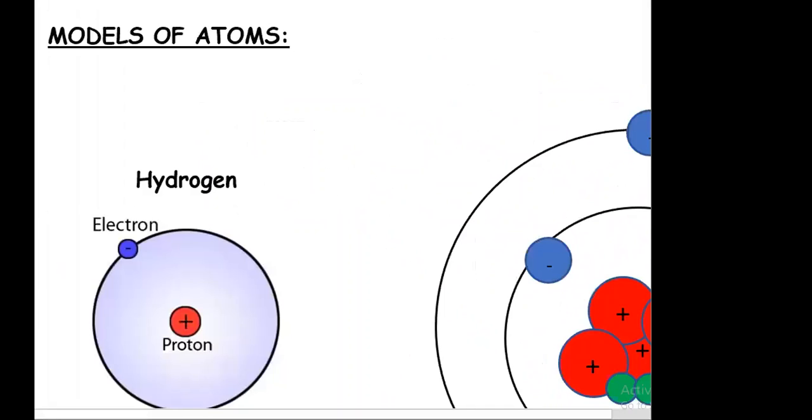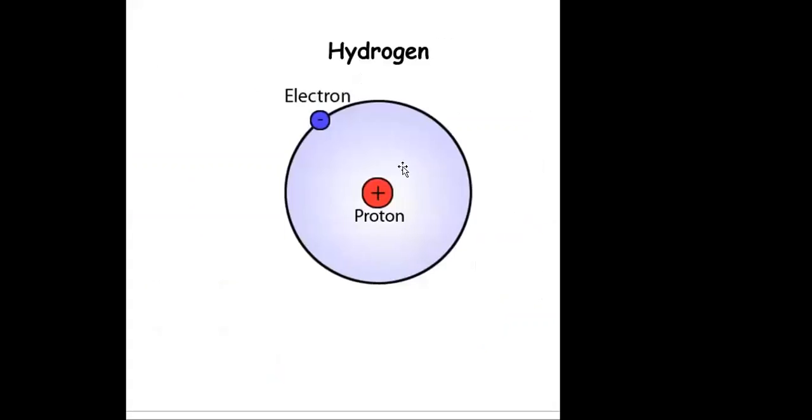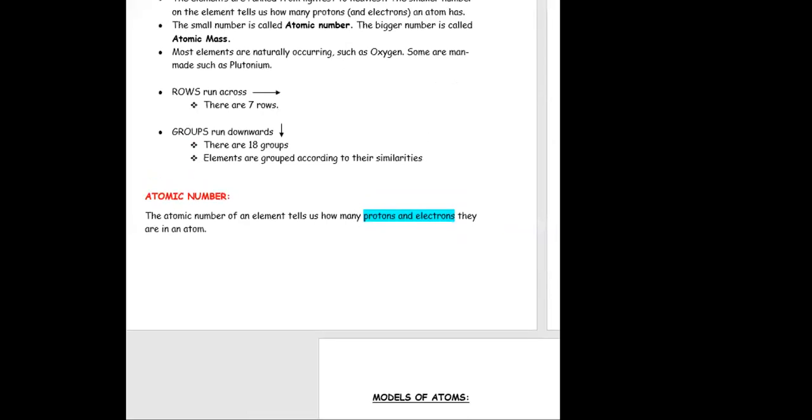Okay, so here in front of you is the hydrogen model, right? Can you see that this is just one atom of hydrogen? In the middle, you have a proton, right? And on the outer orbital, you have an electron. Remember, the atomic number for hydrogen is 1. So therefore, it will have 1 proton and 1 electron. That's pretty simple, I think.